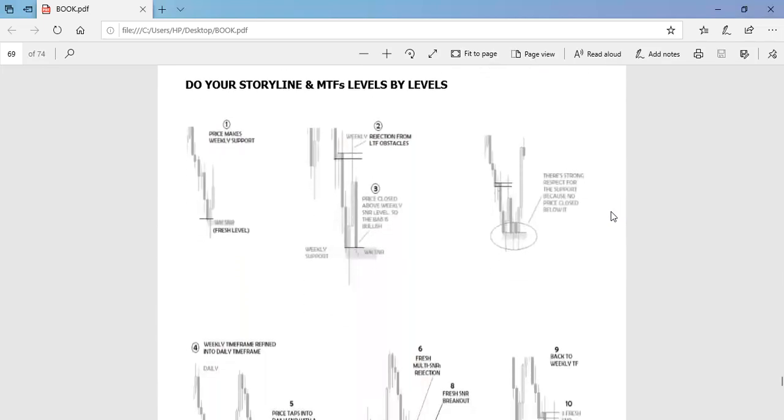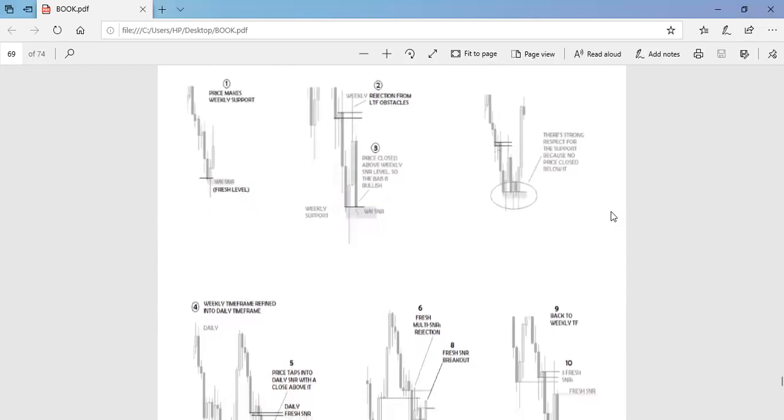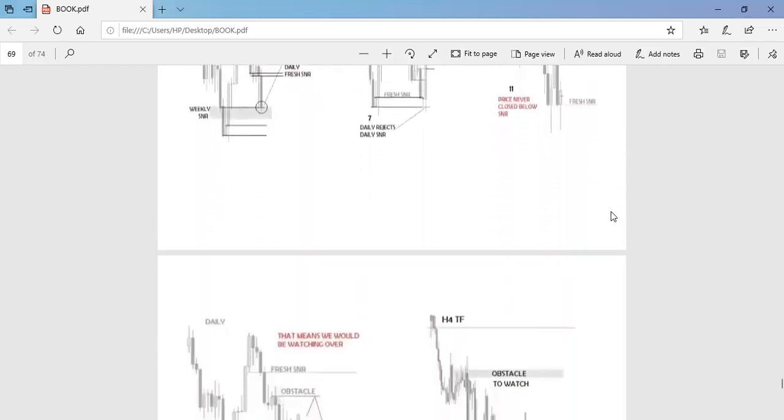Do your storyline many times. You can see this. I lay much emphasis on this in the manual.